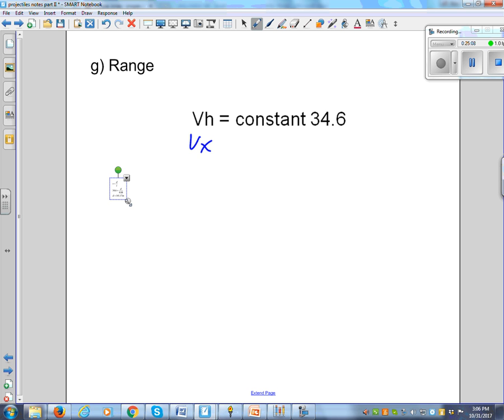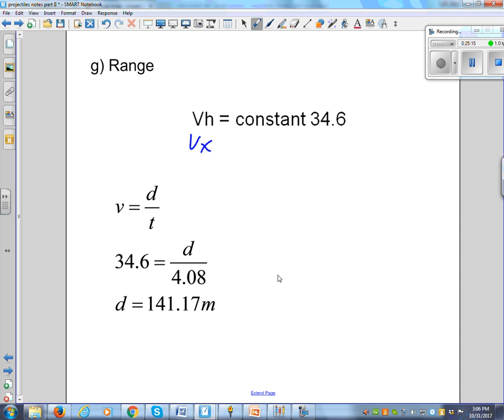What's the total time of flight? 4.08. How come there's no A value here? Because there's no acceleration. There's no horizontal acceleration. It's constant. So if it's asking for the range, that's just horizontal, so you would only use your velocity and time. Correct.